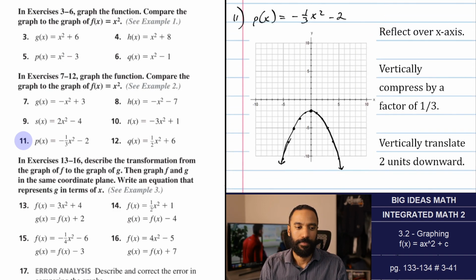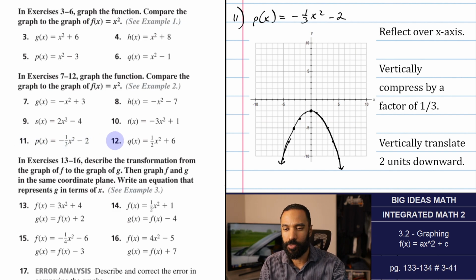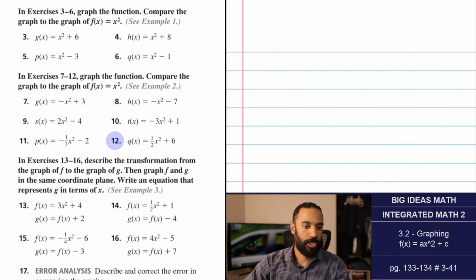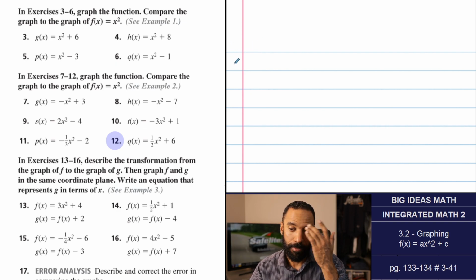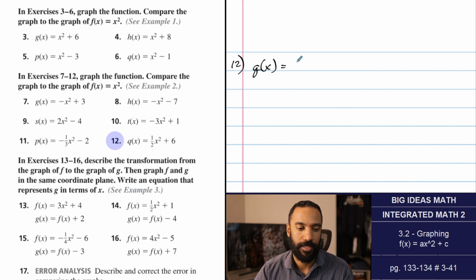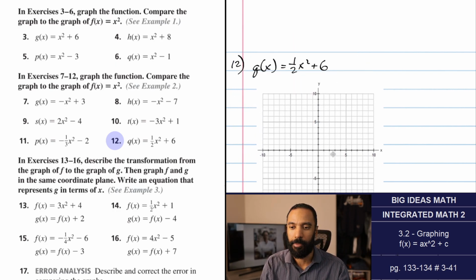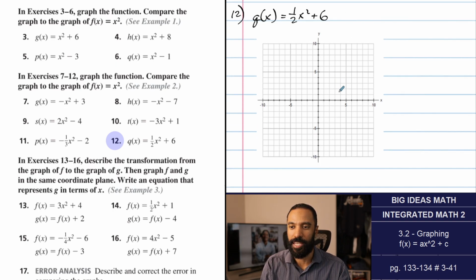Okay. And then number 12. Maybe I don't have to graph for a while after this. We'll see. Then number 12, q of x equals 1/2 x squared plus 6. One less thing to kind of talk about because we don't have to reflect. But we still have to compress. I think I might like my 1/2s a little bit more. This problem might be a little cleaner than number 11. So 1/2 x squared plus 6.